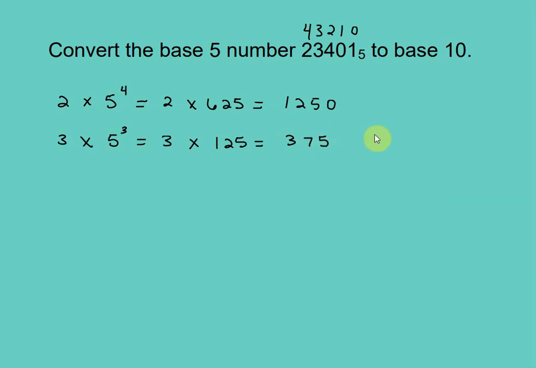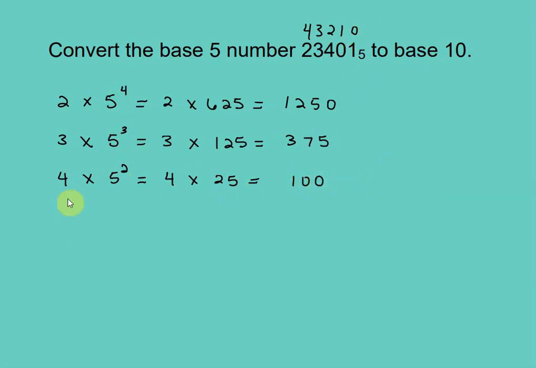Now our next digit is a 4, and we're going to multiply it times 5 to the number above the 4, which is 2, the second power. So that's 4 times 5 squared. 5 squared is 25. And 4 times 25 is 100.